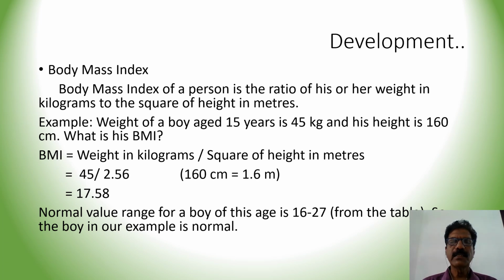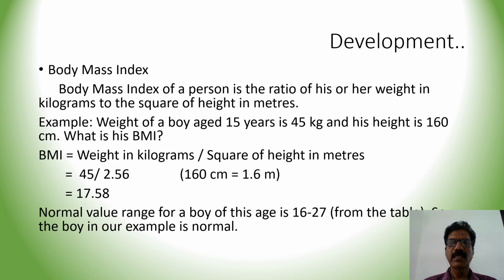Weight of a boy aged 15 years is 45 kilograms and his height is 160 centimeters. What will be his body mass index? In order to calculate body mass index, we take the weight in kilograms and it is divided by the square of his height in meters. So we have the data 45 divided by 2.56. 2.56 is the square of his height in meters and we have the value 17.58.